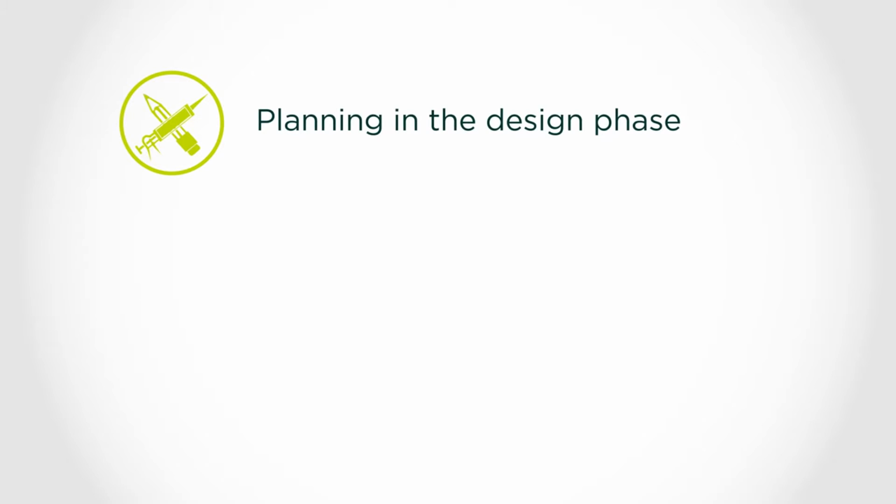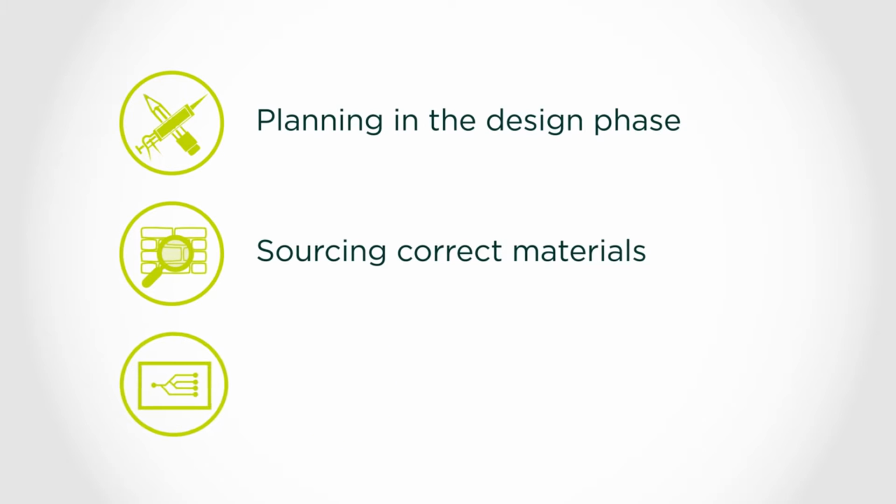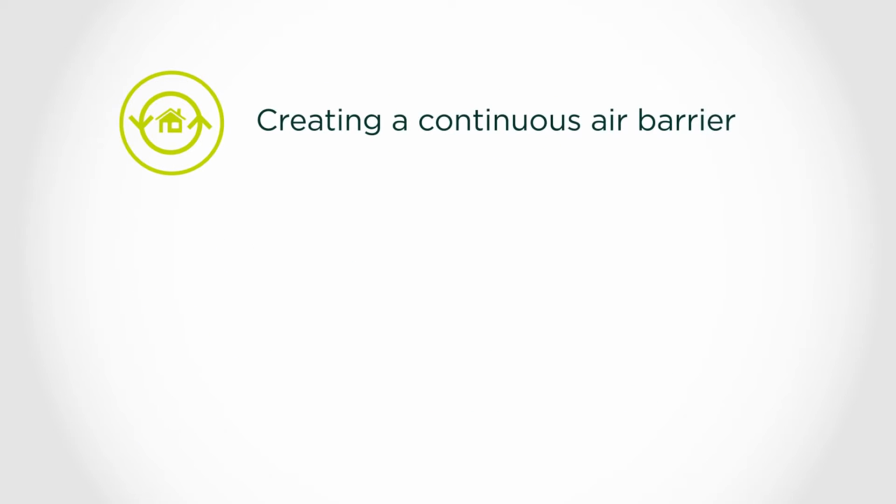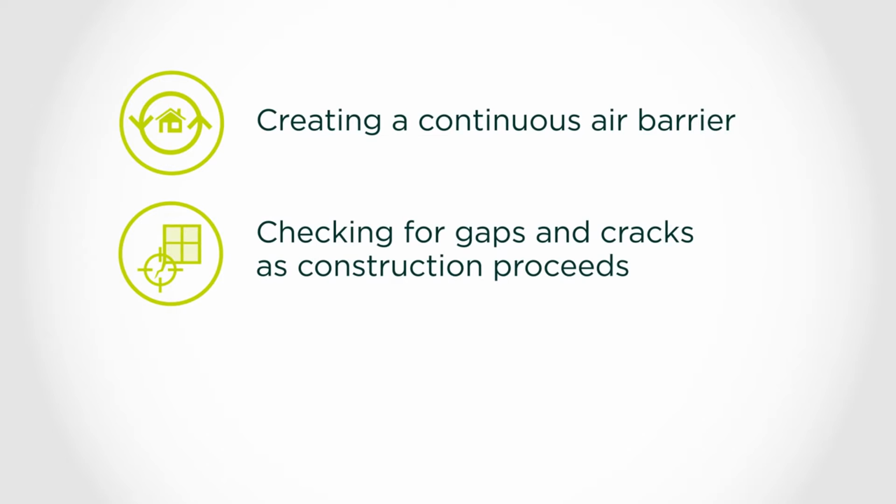To recap, key strategies to achieve 3 air changes per hour include planning for air sealing in the design phase, sourcing correct materials, making a plan for collaborating with subcontractors on sequencing of air sealing tasks before construction begins, creating a continuous air barrier, and checking for gaps and cracks as construction proceeds. Don't wait until the end.